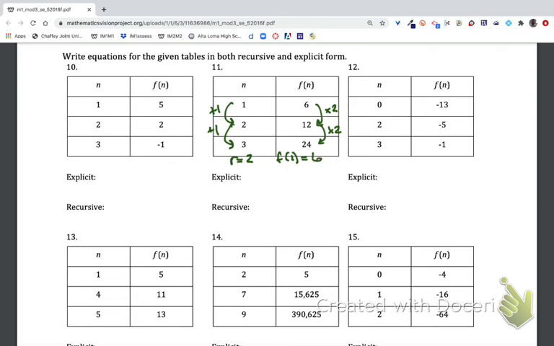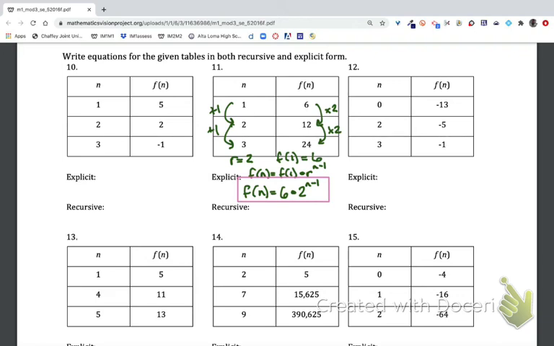Well, I have everything that I need, and you can go back and look at previous notes, previous examples, to see how you set up these equations. So for the explicit, just as a reminder, f of x equals, this is n, f of n equals f of 1 times r to the power of n minus 1. So we would have f of n equals my f of 1 is 6 times 2 to the power of n minus 1. Yay us. There's the explicit.